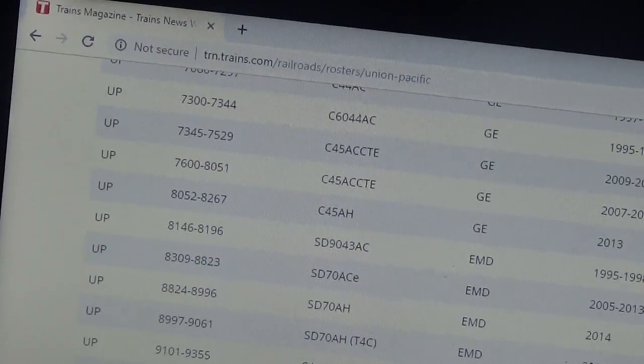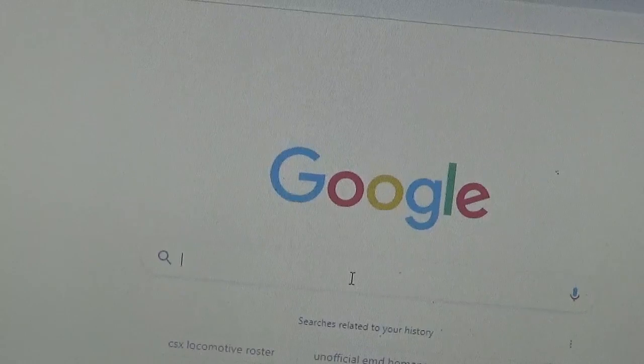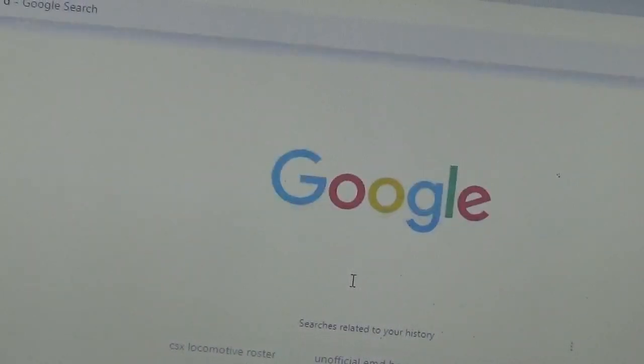So now, anyway, all right. Now that we know about locomotive rosters, what exactly is a defect detector?